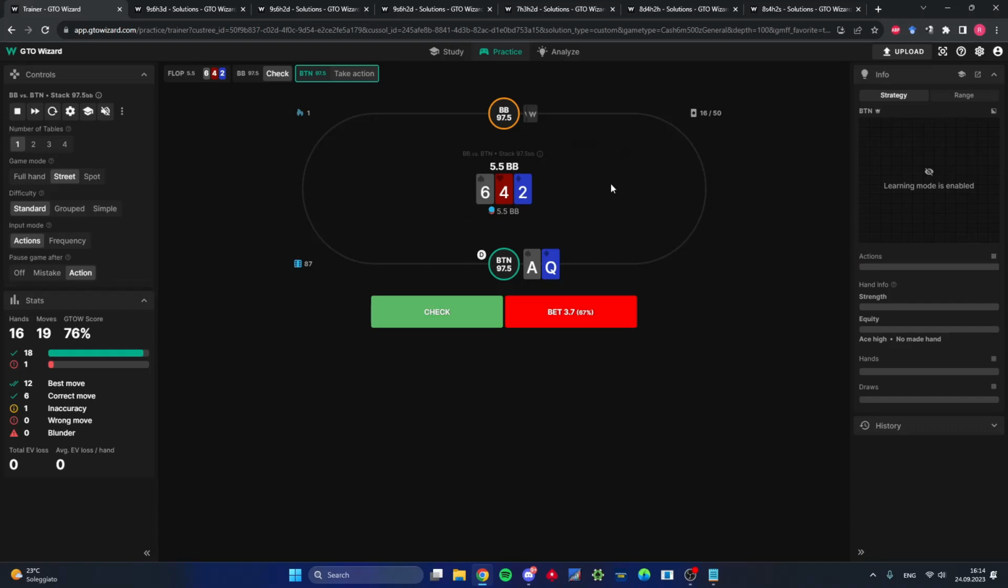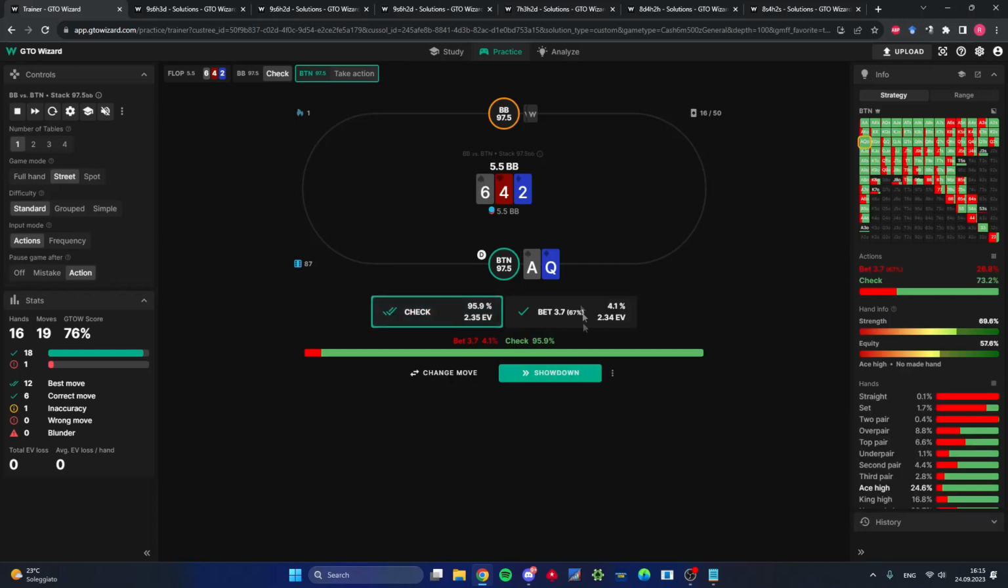6-4 deuce, these lower boards, right? What we've seen so far is that we are checking back way more, that we have a lower betting frequency, right? They're more connected, and no reason for our ace queen to be betting here.